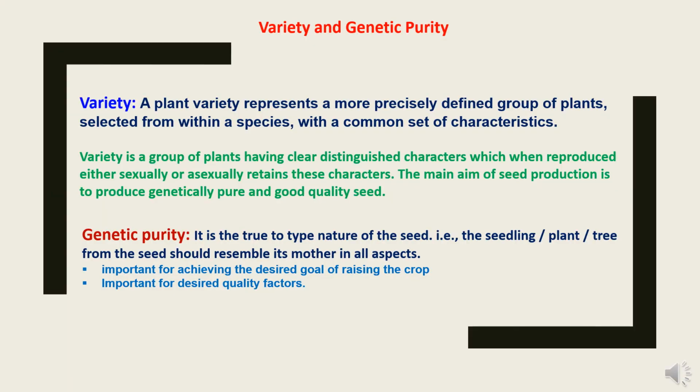First, to understand what is variety and genetic purity. Variety represents a defined group of plants within a species having a common set of characteristics. In other words, a variety is a group of plants having clear distinct characteristics which, when reproduced either sexually or asexually, retain its original true characteristics. The main aim of seed production is to produce genetically pure and good quality seed.